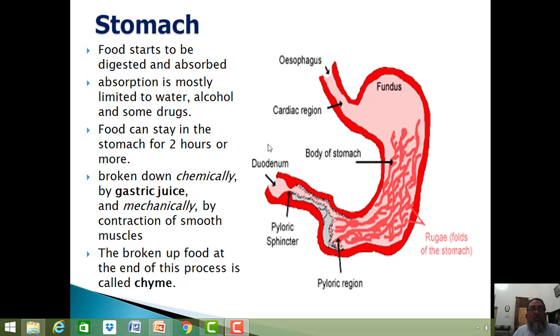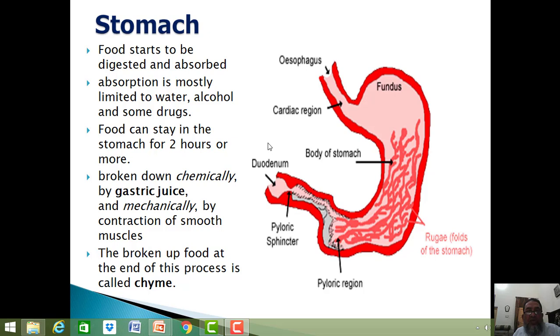In the stomach, food starts to be digested and absorbed. Over here, absorption is mostly limited to water, alcohol, and some drugs. Very limited absorption in this region of the GIT.